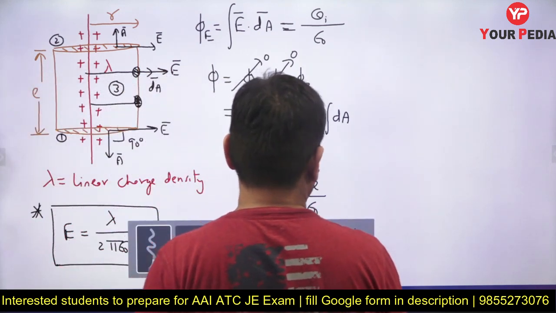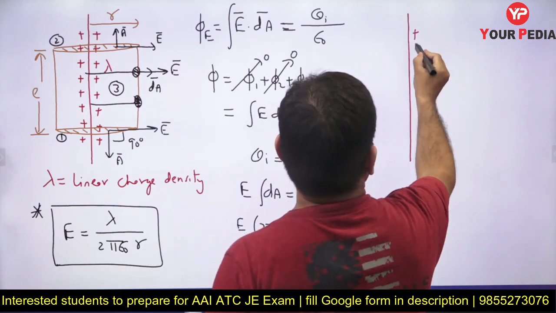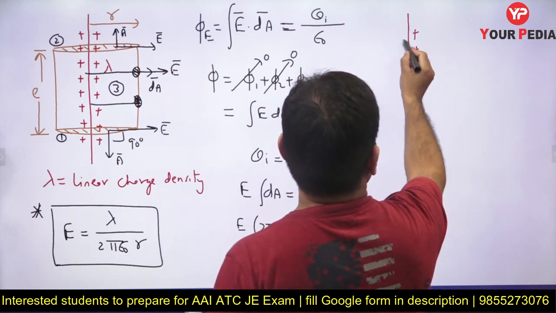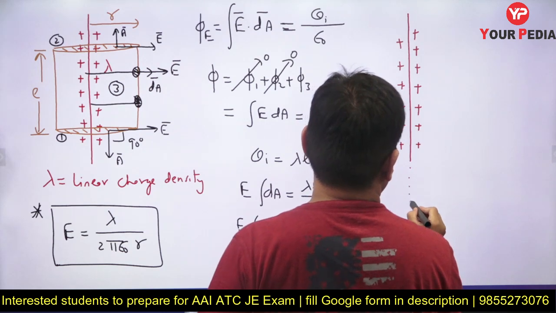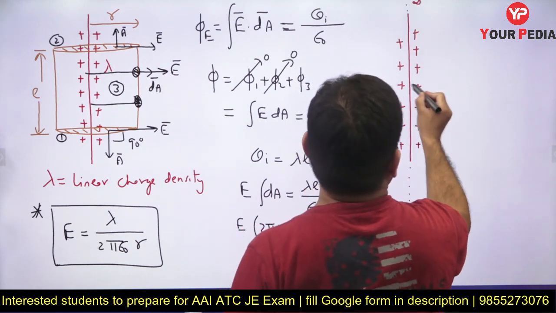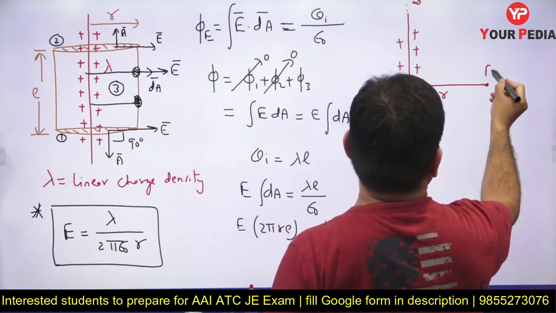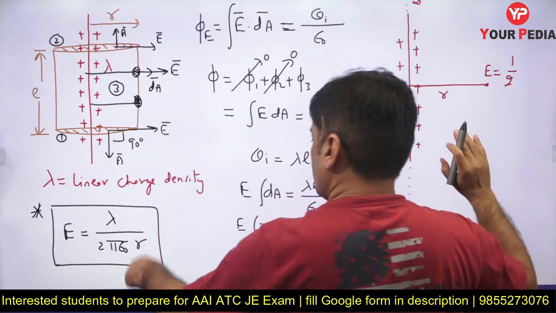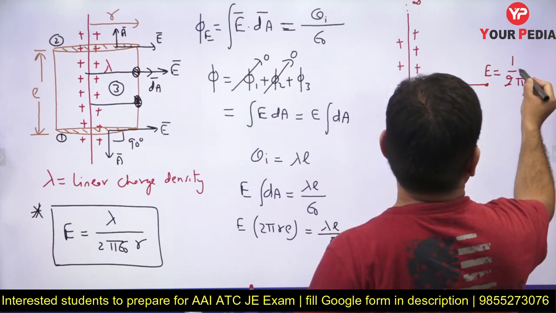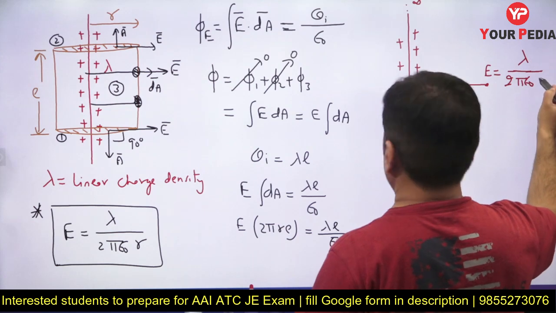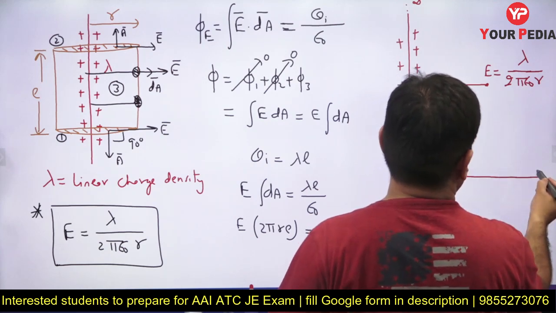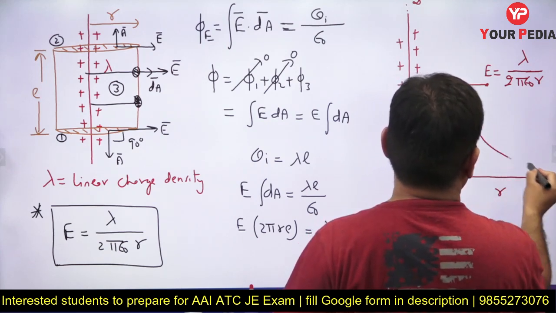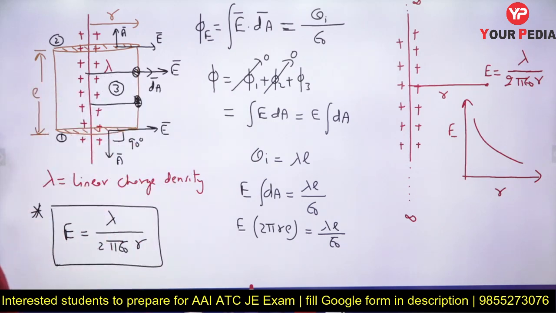What is the electric field if I give you a wire with uniform charge density lambda, and this wire is an infinitely long wire, then at distance r what will be the electric field? That is 1 by 2 pi epsilon naught, in fact lambda over 2 pi epsilon naught into r. This formula you need to remember, and if somebody asks us to draw the graph between radius and E, this is how the graph will be formed. So the electric field and radius graph is to be drawn like this.